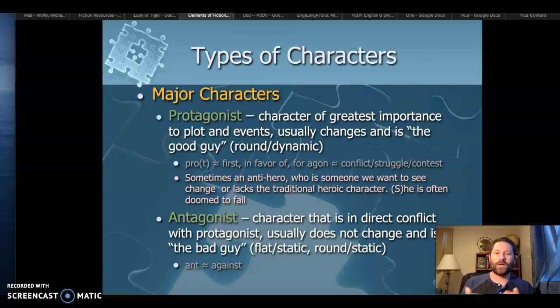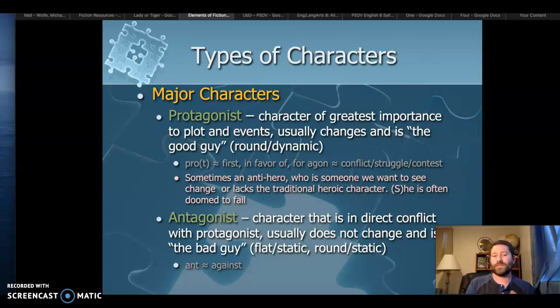So to kind of break down protagonist as a word, pro or prot usually means first, in favor of, or for, right? So like, I'm pro this or I'm pro that, right? And then you have agon, which means conflict, struggle, or contest, right? I'm trying to remember if it was Greek or Latin. It's probably Latin.